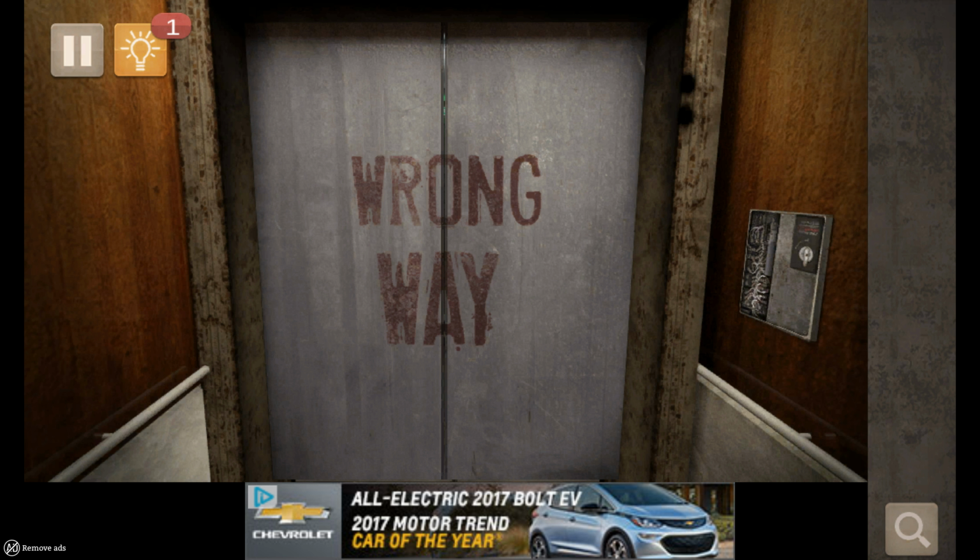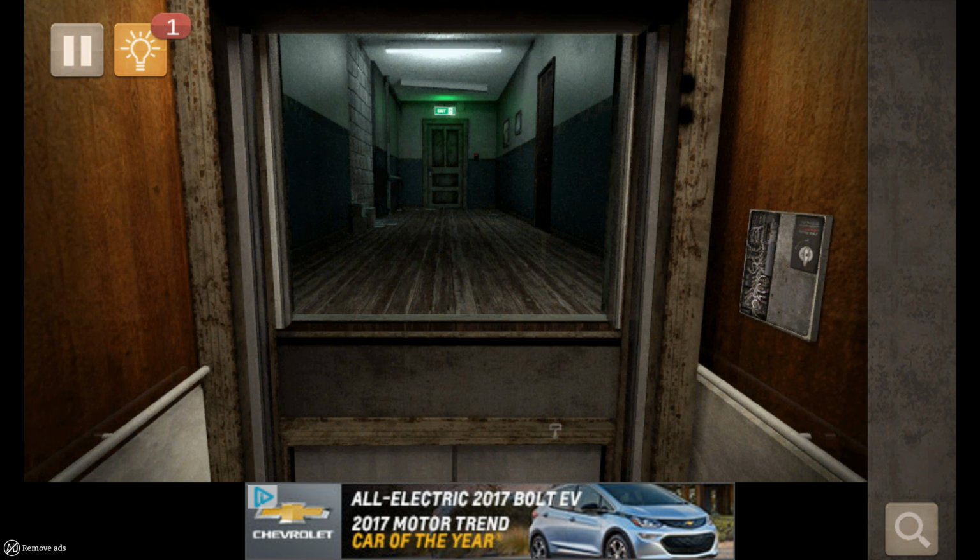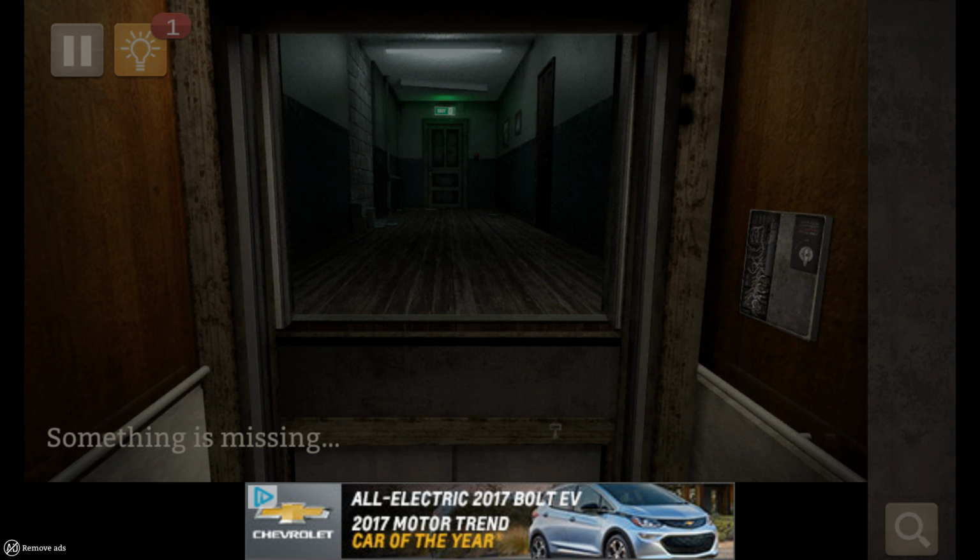All right. So last one, that was the second stage. We had gone down an elevator, and so here we are now in the elevator. This stage is called Menace, level 3. So we're going to see what we can do here. Elevator control panel. Something is missing. So let's go up.